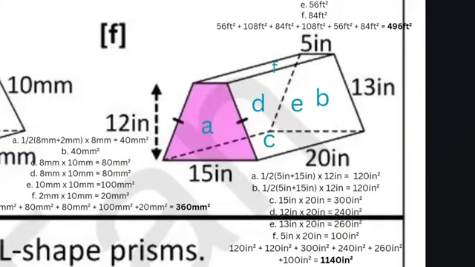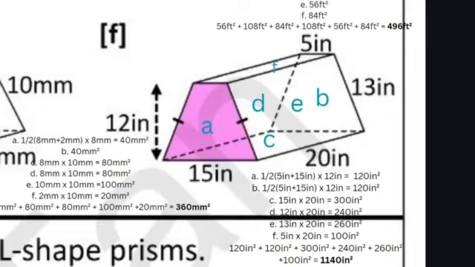Next, we'll be calculating F. Question E and F are alike, so there is also A, B, C, D, E, and F. So to calculate A, we firstly have to add 5 inch and 15 inch together and divide by 2, which is equal to 10 inch, and 10 inch times 12 inch is equal to 120 inch square. A and B are the same, 120 inch square.